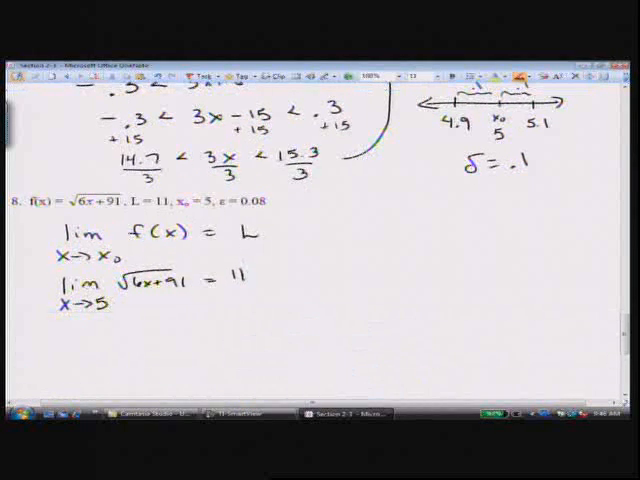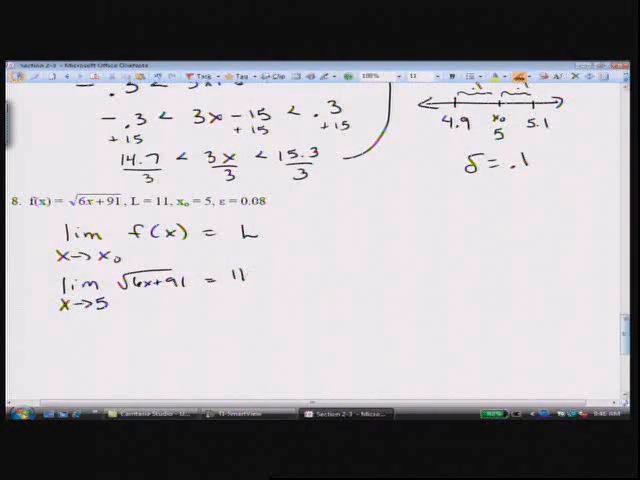And that means, of course, this is a plug it in. You put 5 in here, right? 5 times 6 is 30, plus 91 is 121. The square root of 121 is 11. So this is no big deal, okay? So now we want to figure out what our delta tolerance needs to be in order for our epsilon to be within 0.08 of 11, okay?